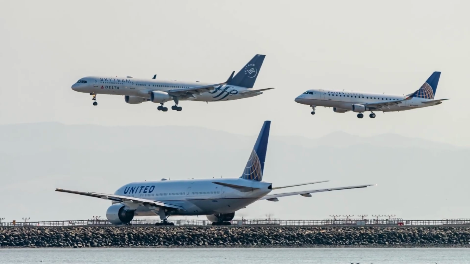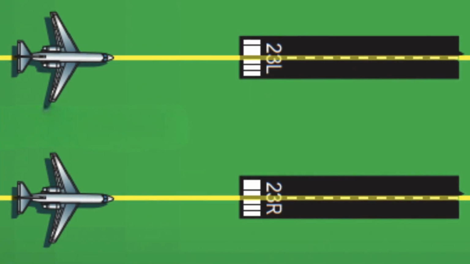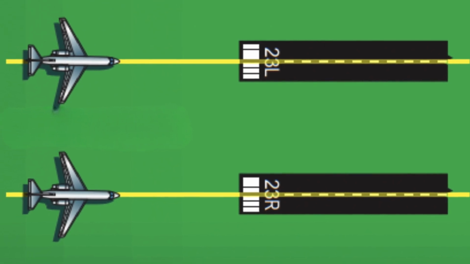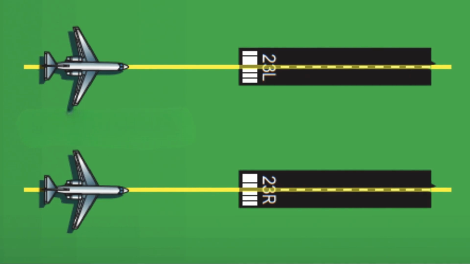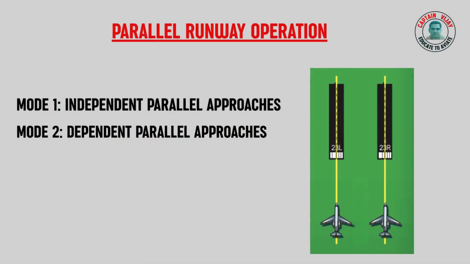First, we will go through the approaches conducted on parallel runway. If an airport is having parallel runway close to each other and one aircraft each is on approach to land for each of the parallel runway, this situation is called simultaneous parallel instrument approach. And there are two modes in simultaneous parallel instrument approach. In mode 1, separation between the runway is large, hence parallel approaches are independent of each other. And in mode 2, the runways are close to each other, hence it is called dependent parallel approach.